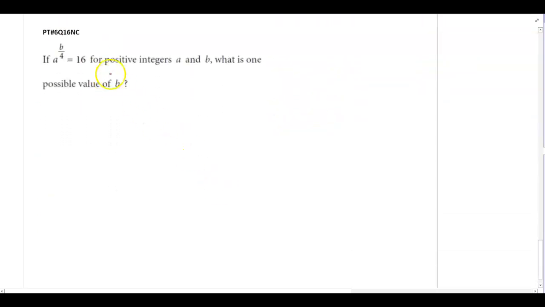And the last one here. If a to the b over 4 is equal to 16 for positive integers a and b, positive integers meaning just positive whole numbers, what is one possible value of b?